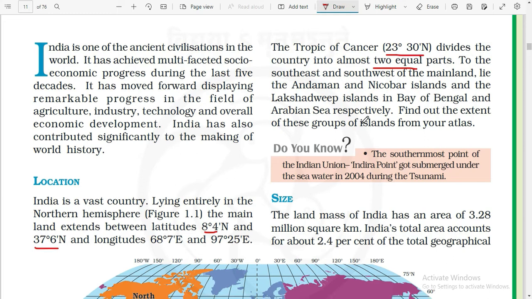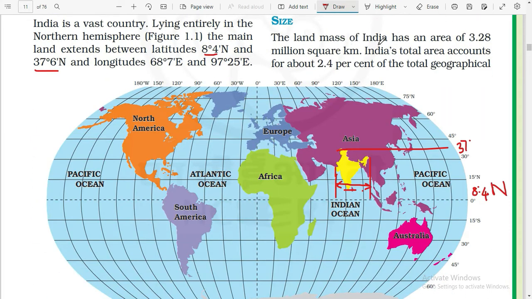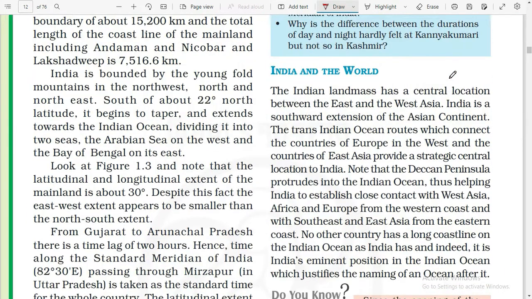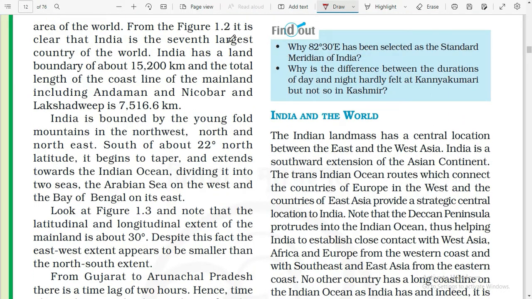Now we will see the landmass of India. India has a landmass of 3.28 million square kilometers. When we say million, it means 10 lakhs. So 3.28 into 10 lakh square kilometers. India's total area accounts for about 2.4% of the total geographical area of the world.